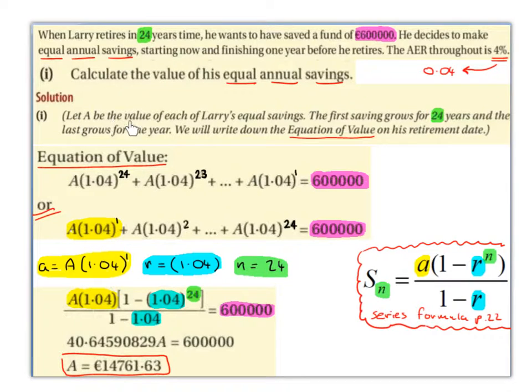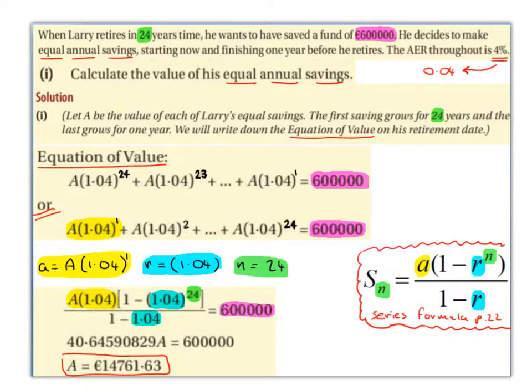Let A be the value of each of Larry's equal savings. The first saving grows for 24 years, and the last one grows for 1 year. We will write down the equation of value on his retirement date. So by the equation of value, his first saving is A times 1.04 to the power of 24. The 0.04 is the 4% from the question, and to the power of 24 represents 24 years. So the first saving is saved for 24 years, and it grows for 24 years.